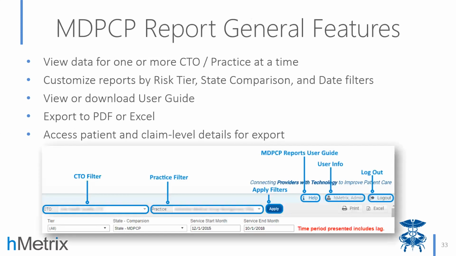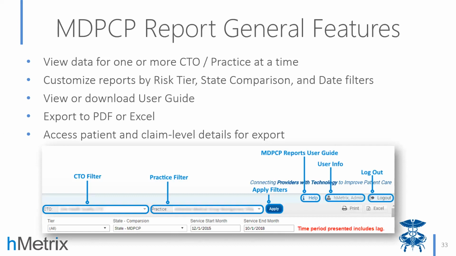So some general features of the MDPCP reports. You can view information for one or more CTO or practice at a time. What was really important in the development of this is that we want to make sure to cater to practices that are looking only within their practice, as well as CTOs who are looking across multiple practices. So through a series of drop-downs, which I'll show you in a few minutes, you can select all CTOs or practices for which you are credentialed, or look at individual practices specifically to drill down into that population.